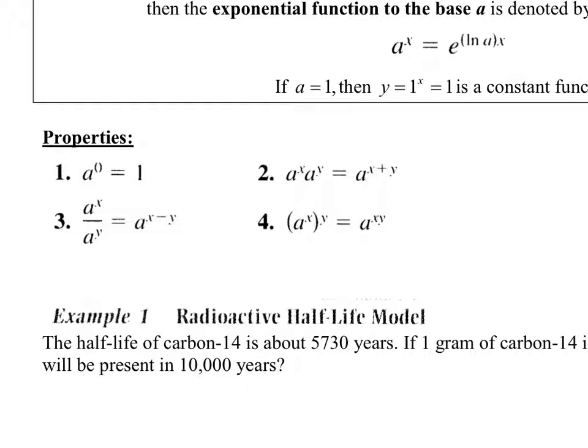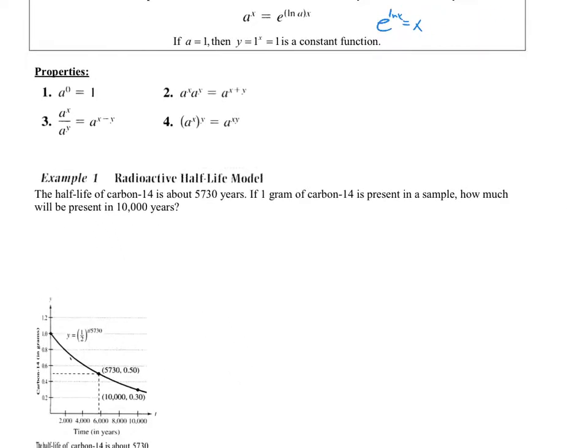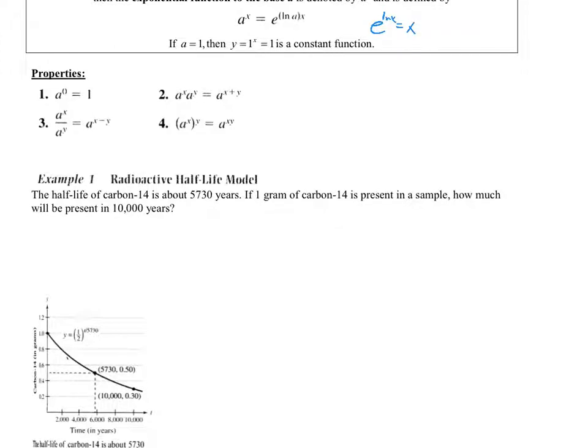Okay? So now, here's kind of a blast from the past. We have half-life models. Okay? Half-life models. So, we think about this, okay? Let's think about our amount at time t. This says that the half-life of carbon-14 is about 5,730 years. If 1 gram of carbon-14 is present in a sample, how much will be present in 10,000 years?